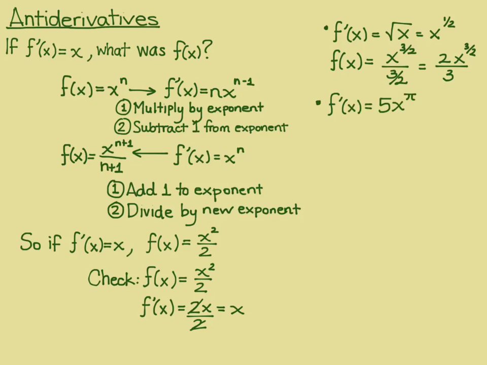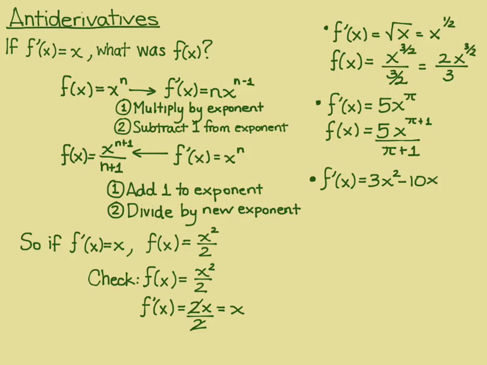Let's look at f prime of x equals 5x to the pi. Instead of first bringing the pi down, the first thing that I'll do is add 1 to the exponent. And the last thing I'll do is divide by pi plus 1. That's the new exponent. So I get 5 times x to the pi plus 1 divided by pi plus 1.